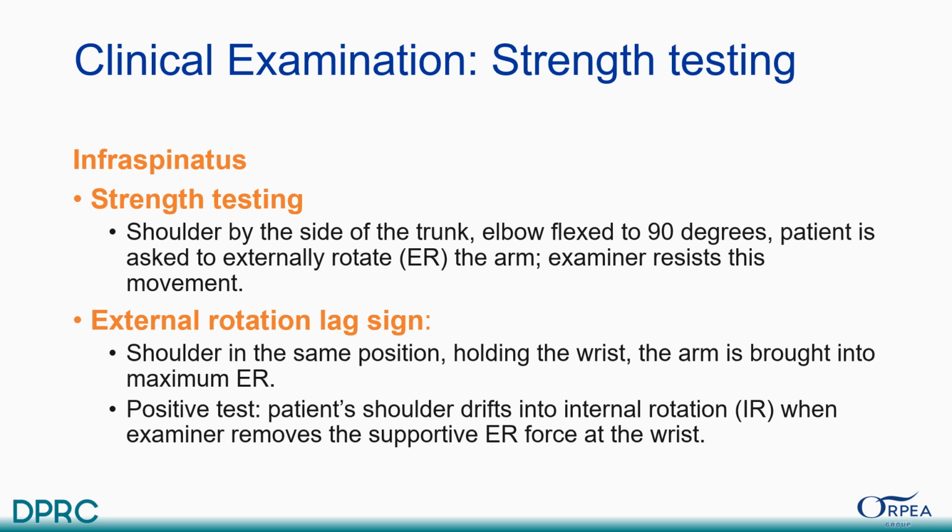Then you have to go for the infraspinatus. You can test the strength of the infraspinatus by keeping the shoulder by the side of the trunk and elbow flexed to 90 degrees. The patient has to externally rotate the arm and the examiner resists the movement. Then there is another test called the external rotation lag sign. Keeping the shoulder in the same position, hold on to the wrist, then the arm is brought to maximum external rotation. And when you remove the force, the shoulder drifts into internal rotation. That is called a positive test.